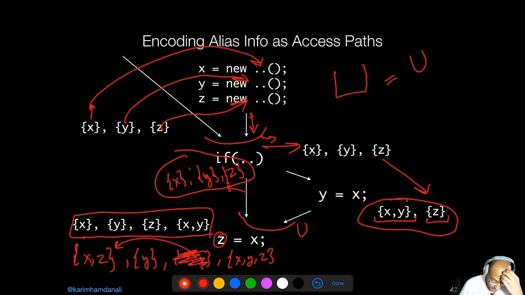So in that case, the v out of this, or the output fact here, is going to be x, z, y, and x, y, z. There exists an object where both x, z point to. There exists an object where only y points to. There exists an object where x, y, and z point to. Does that make sense to everyone? Any questions so far? All right.